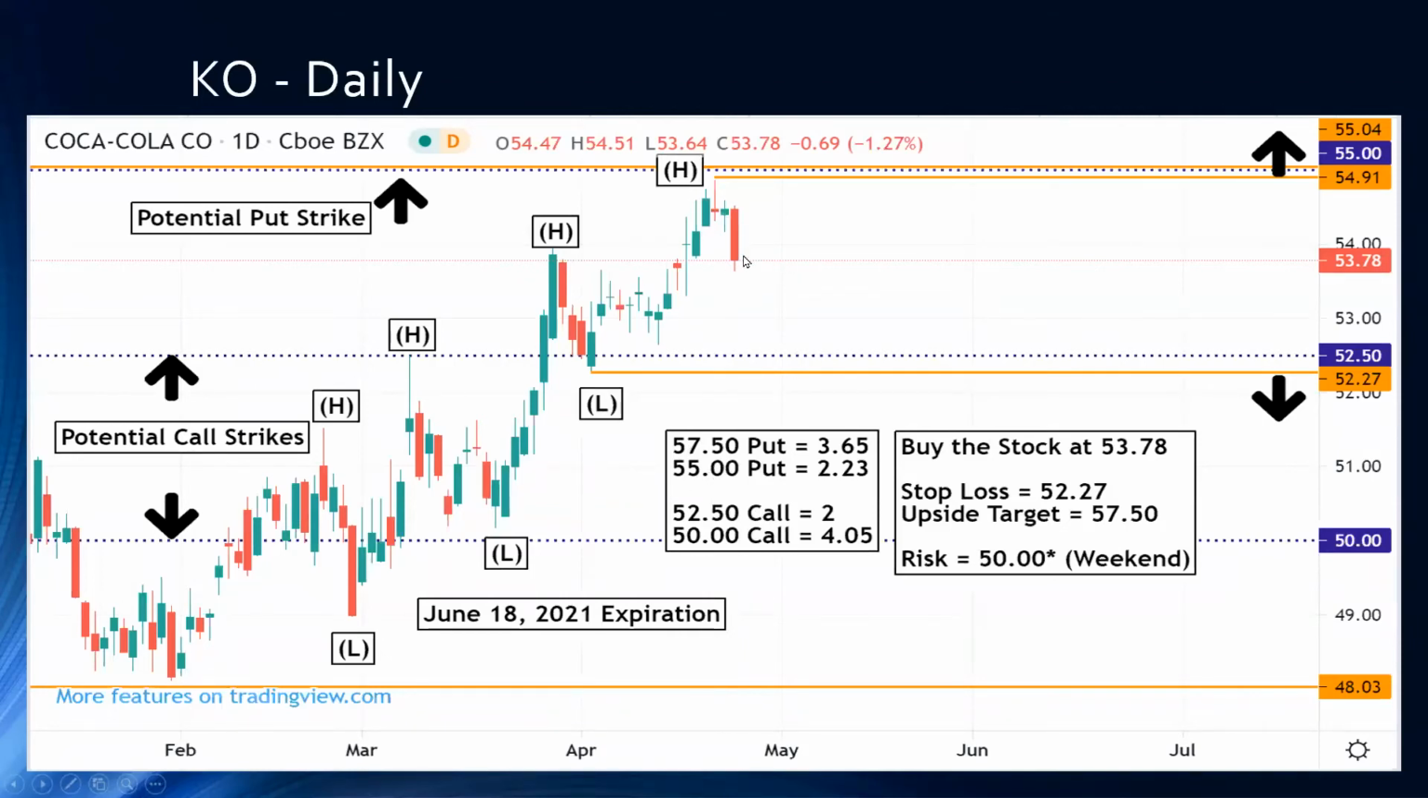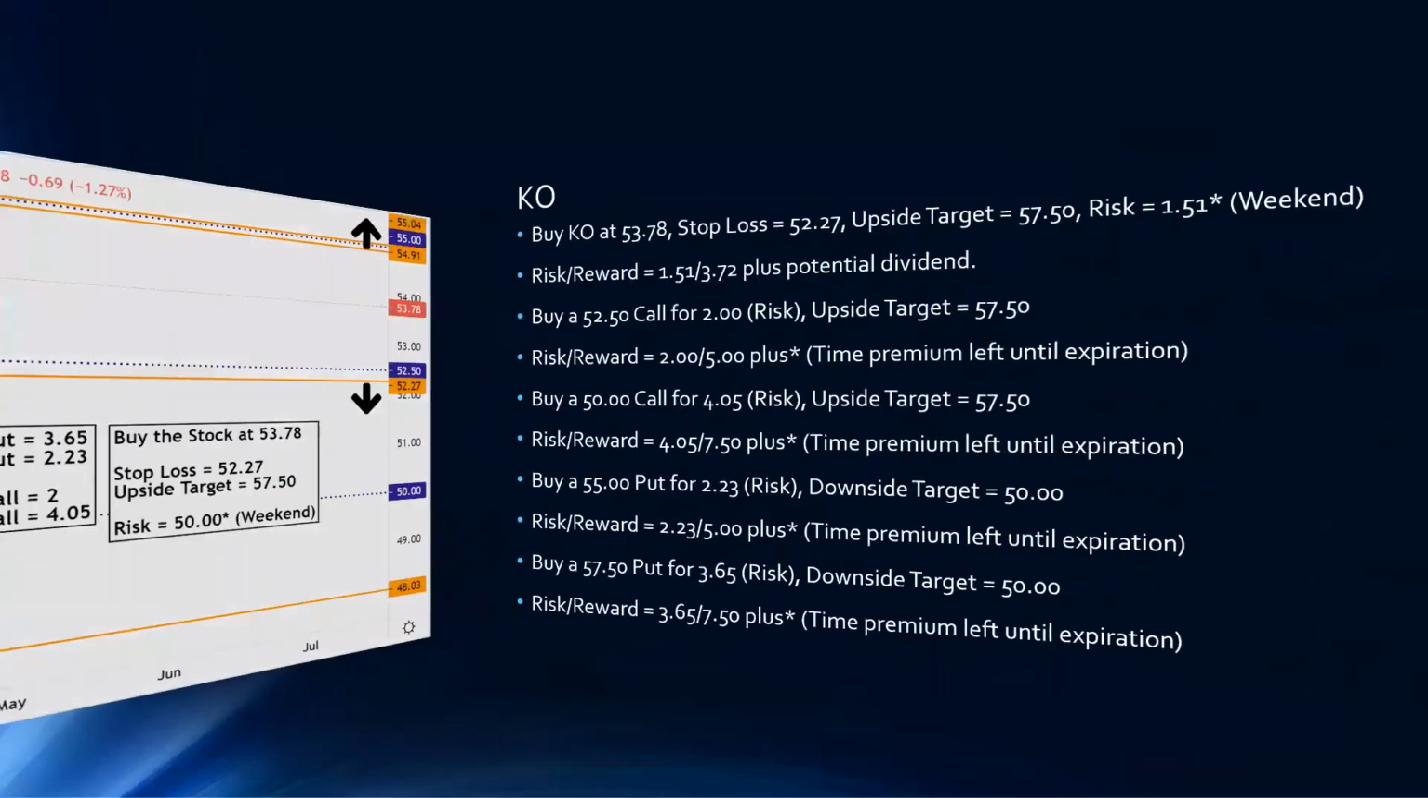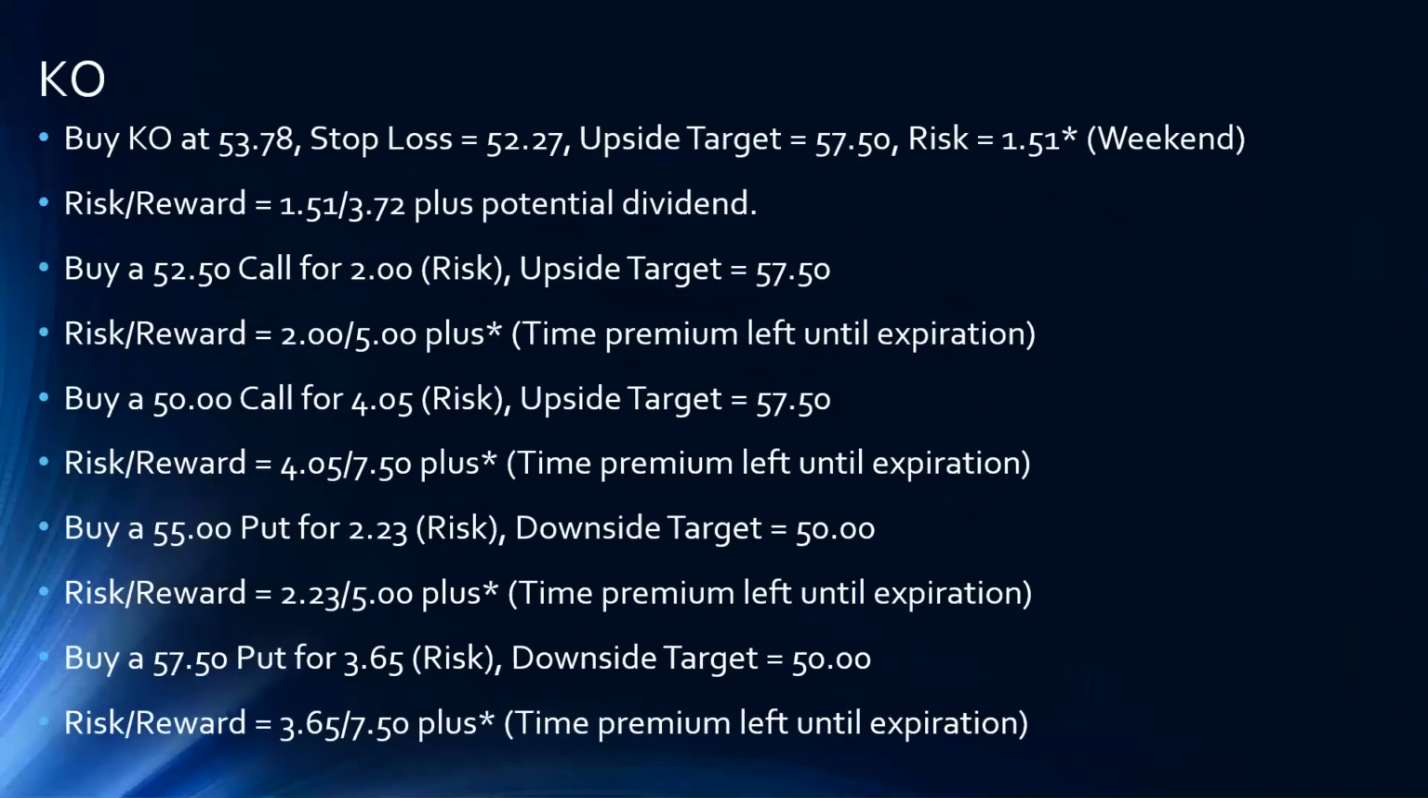So sometime between when the slide was made and now, a new swing low will have occurred, which actually it has. Coca-Cola actually is slightly higher at $54.30. So it's still right in the middle of this range. So let's see what that equates to for you. With this, if you were to buy the Coca-Cola once again at 53.78 with a stop loss of 52.27, your upside target was 57.5 with a risk of 151.